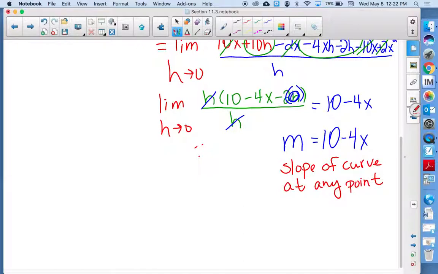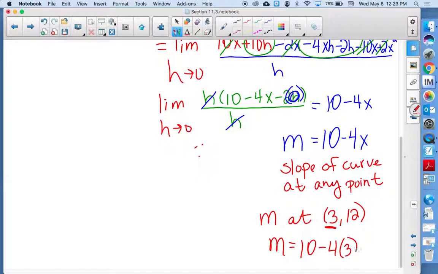We can use that slope to find the specific slope at the single point. And they're asking us to find the slope at the point (3, 12). So how would you use that slope formula to find the slope at the specific point (3, 12)? What do you think you do? Plug what in? Yeah, the x, because it only has an x in it. So we would plug in the x value of 3, so we'd have 10 minus 4 times 3. So Ethan, our slope at that point would be -2.